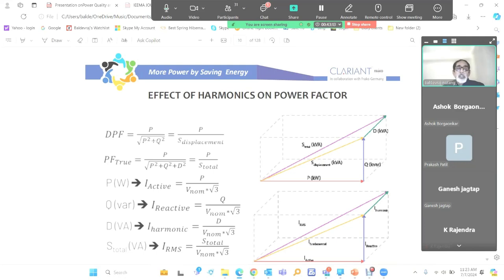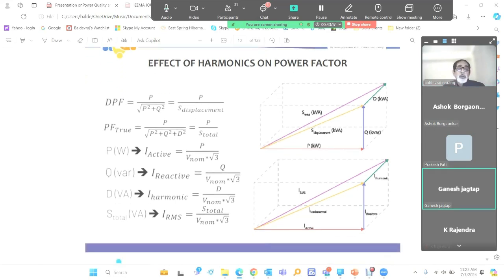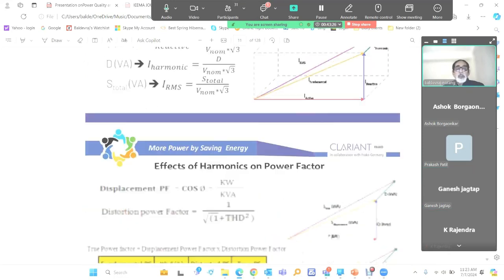So this distortion also has to be taken into account for calculating the power factor, for calculating the kVAH, all the parameters have to be as per the distortion also, which is coming into the picture now.